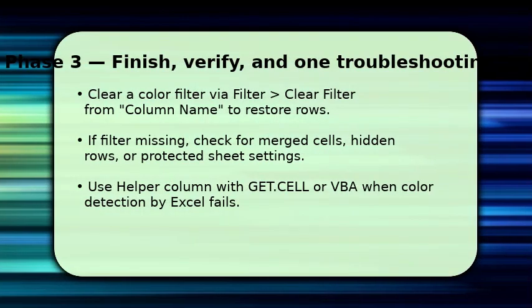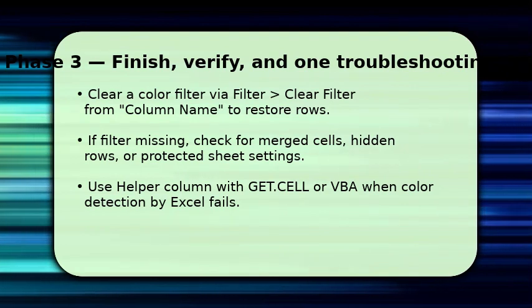To finish, refine results by applying filters on other columns or clear a color filter with Filter, Clear Filter on that column to restore all rows. If you don't see color options, inspect for merged cells, hidden rows, or a protected sheet.